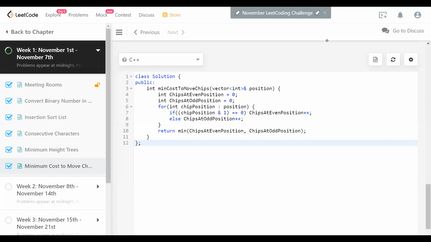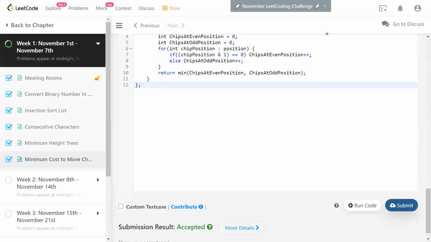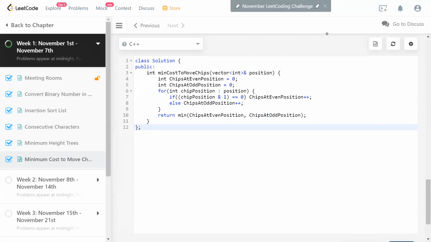All right. So let me submit the code and see. So it accepts, and the time complexity of this one is linear because there is only one for loop where I'm going over all the chips here, and so this is linear to the number of chips we have. All right, so it's an easy problem.